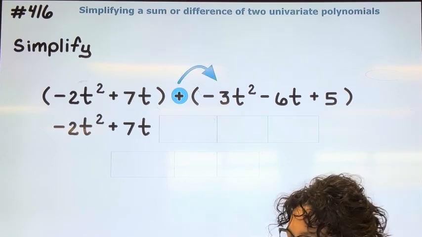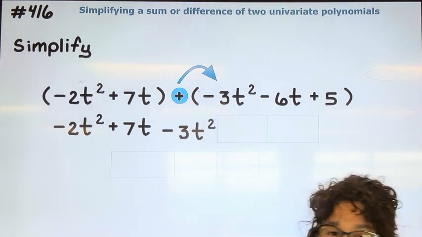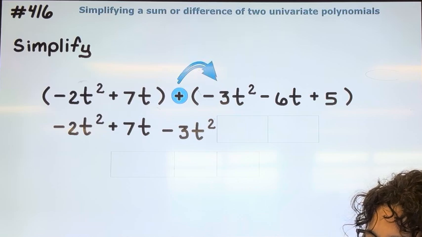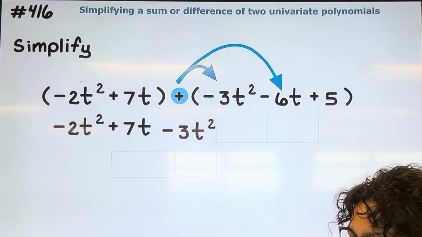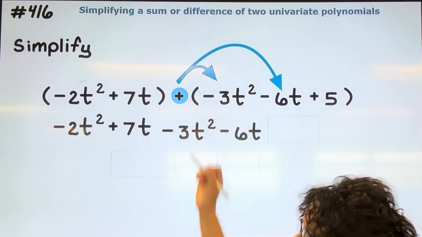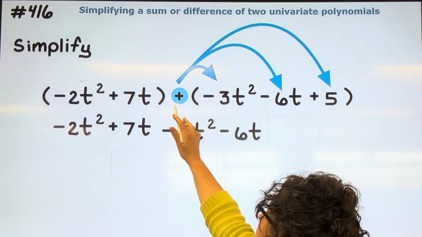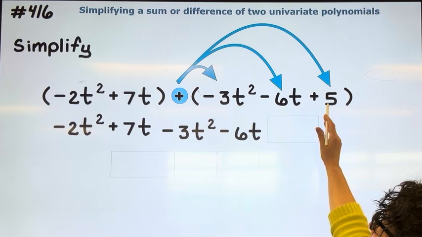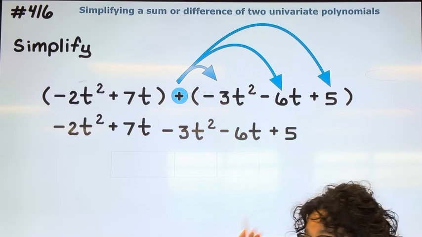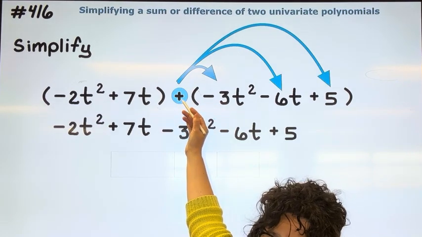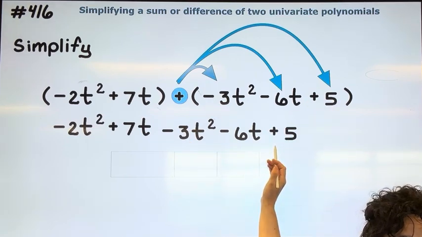So if I take positive 1 times negative 3t squared, I get negative 3t squared. Then I take positive 1 multiplied by negative 6t, and I have negative 6t. And then one more here to distribute. A positive 1 multiplied by a positive 5 is a plus 5. But to make it go quickly, you're just thinking if there's a positive in front of the set of parentheses, I'm just going to bring down what's inside of there.